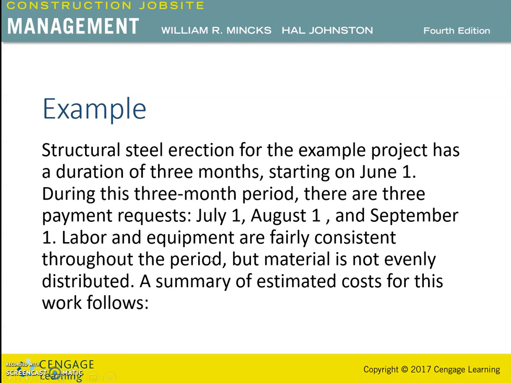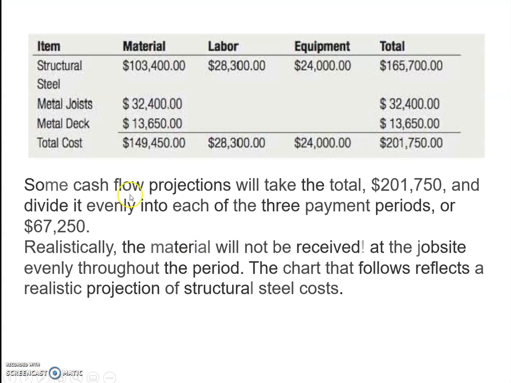Structural steel erection for the example project has a duration of 3 months, starting on June 1. During this 3 month period, there are three payment requests: July 1, August 1, and September 1. Labor and equipment are fairly consistent throughout the period, but material is not evenly distributed. So, a summary of the estimated costs for this work is as follows.